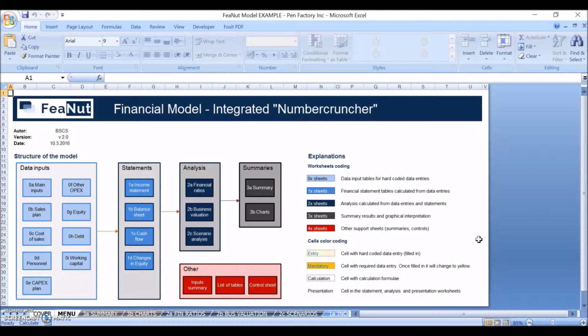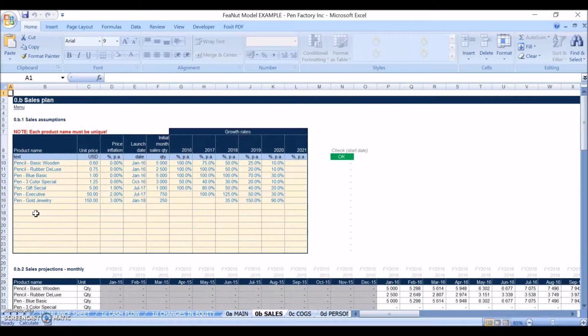In today's video, we will have a look at the Sales Plan Data Input Worksheet, and we will talk about the data inputs that you have to provide for your sales plan. So let me click here, and that will link me to the sales worksheet.